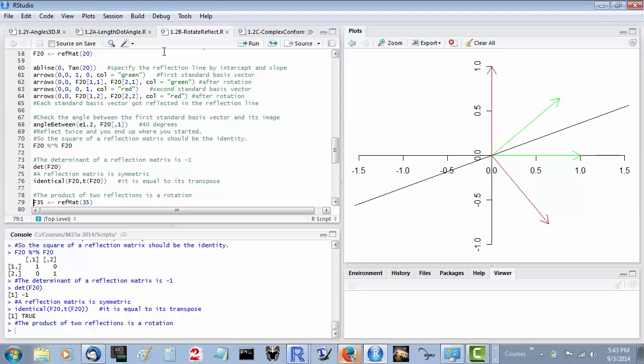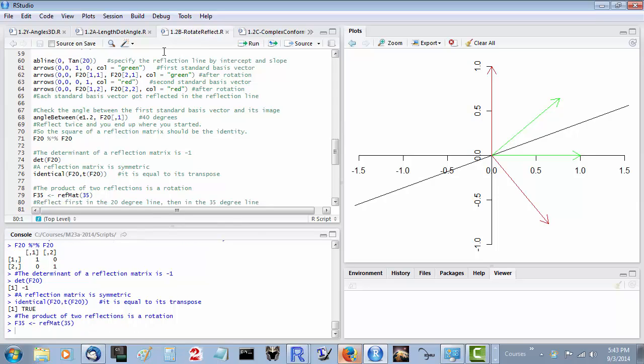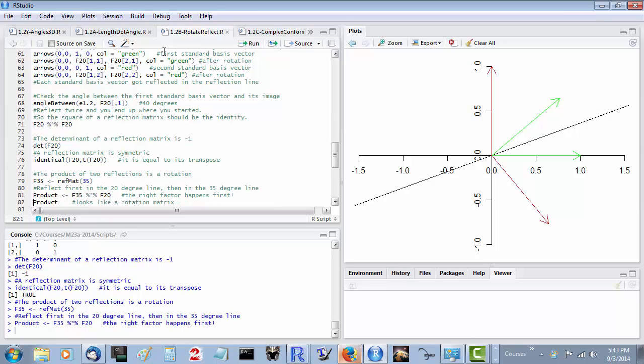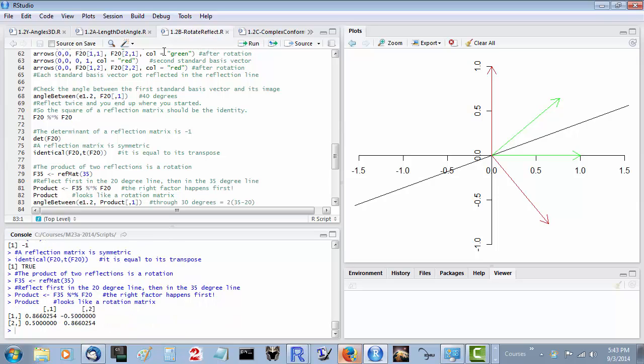Let's try out a specific example. F35 reflects in a 35-degree line. And let's try first reflecting in the 20-degree line, then in the 35-degree line. Remember, the factor on the right tells us what happens first. Look at the product matrix. Well, the entries on the diagonal are equal. The entries on the off diagonal are equal and opposite.